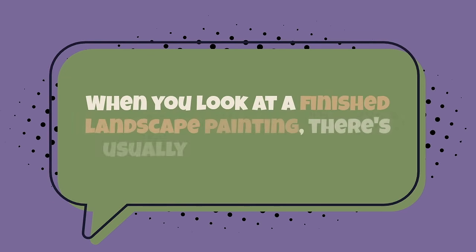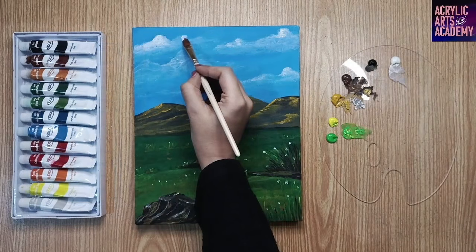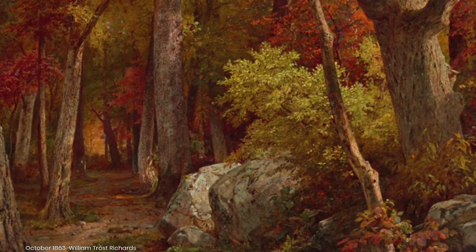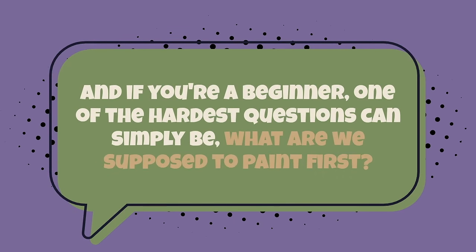When you look at a finished landscape painting, there's usually a lot happening. There's the sky, maybe mountains or distant trees. There could be water, fields, rocks, plants, or other elements in the foreground. And if you're a beginner, one of the hardest questions can simply be, what are we supposed to paint first?